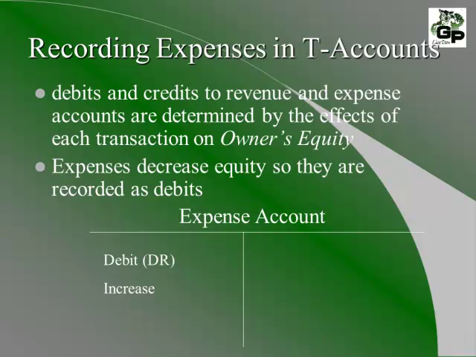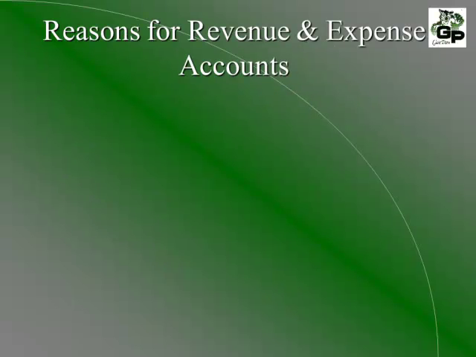Expenses decrease owner's equity, so they're recorded as debits. Whenever we think of how we're going to be looking at debits and credits for revenue and expense accounts, we must always think about the relationship to the owner's equity account. So revenue increases on the credit side, expenses increase on the debit side.